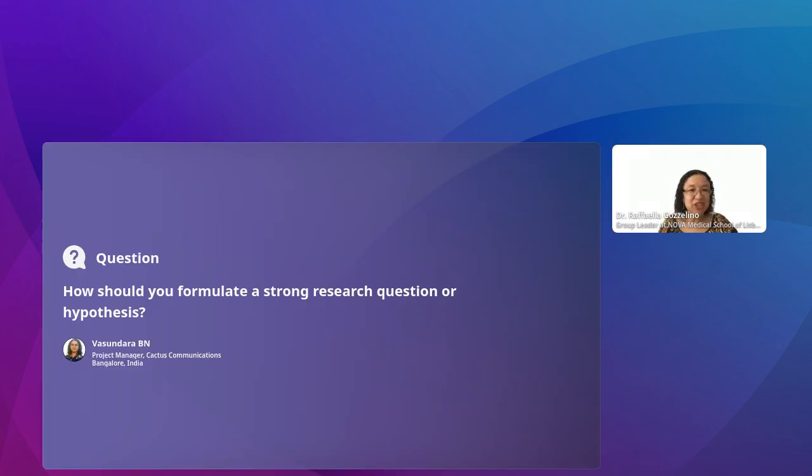So the next question is, how should you formulate a strong research question or hypothesis? A strong research question depends on the interest that you have and that the group you are inserted in might have. That is how the research question and the hypothesis need to be formulated, based on the science that was previously done, especially by the group that you would like to work with.